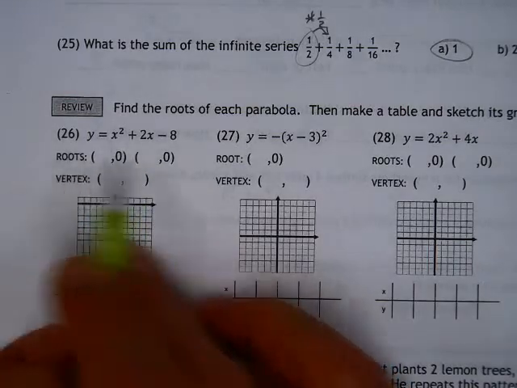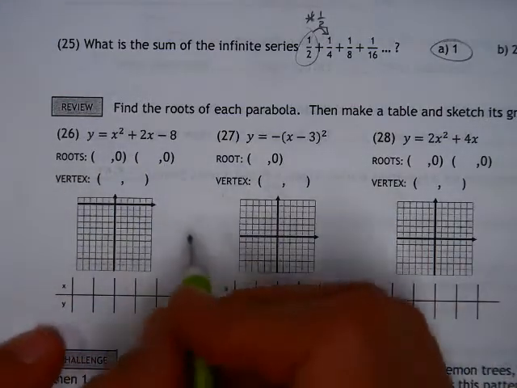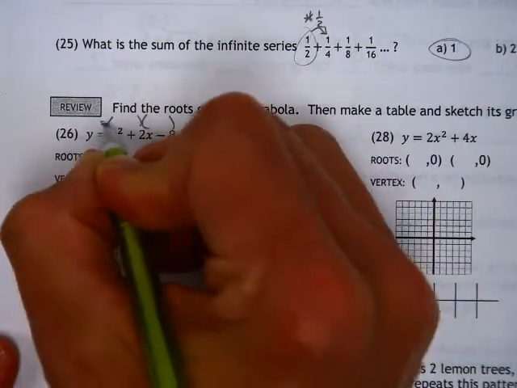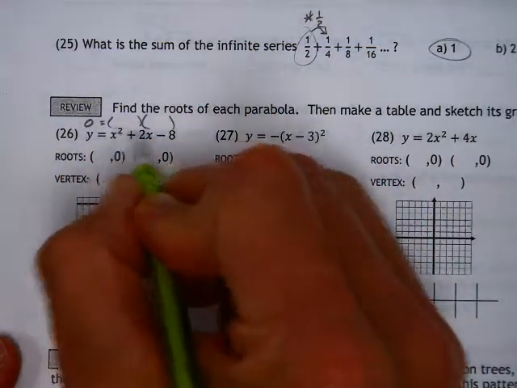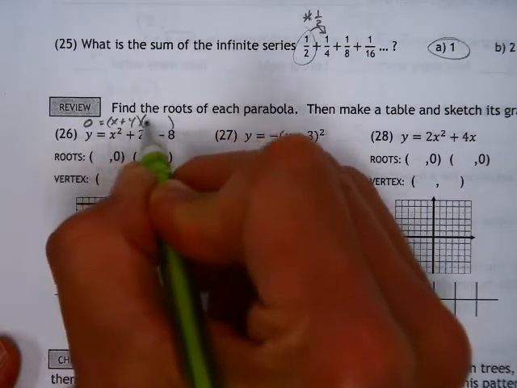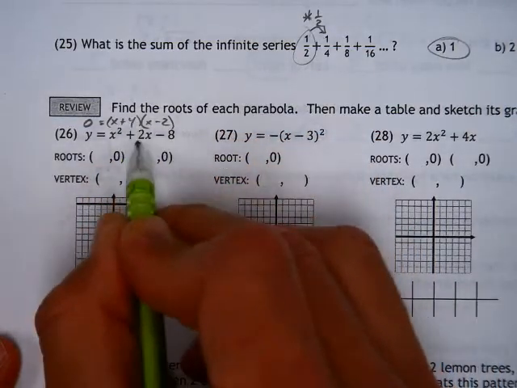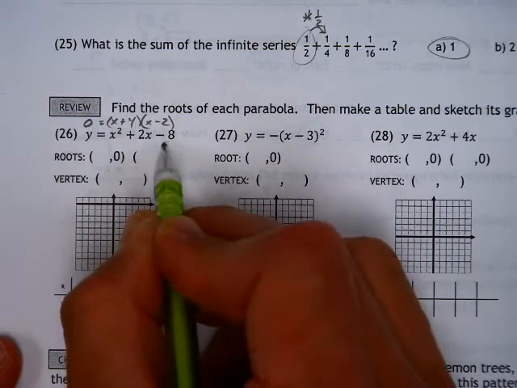To do roots and vertices, there's two steps in one here. The roots, you've got to factor and set equal to 0. This factors to be x plus 4 and x minus 2, because when you add those together, you get 2, and when you multiply them, you get negative 8.